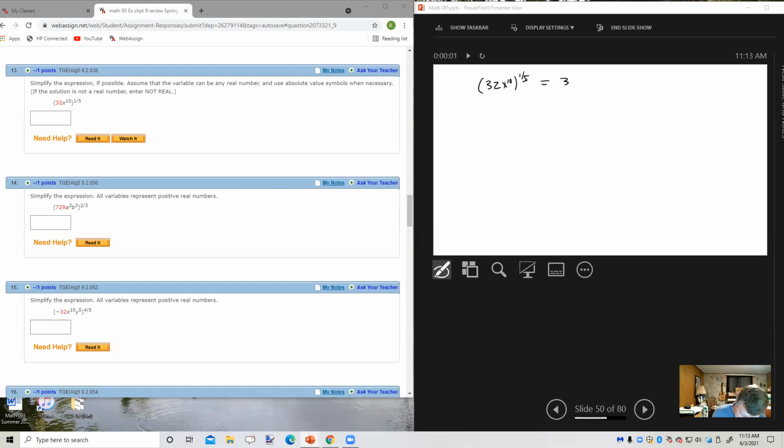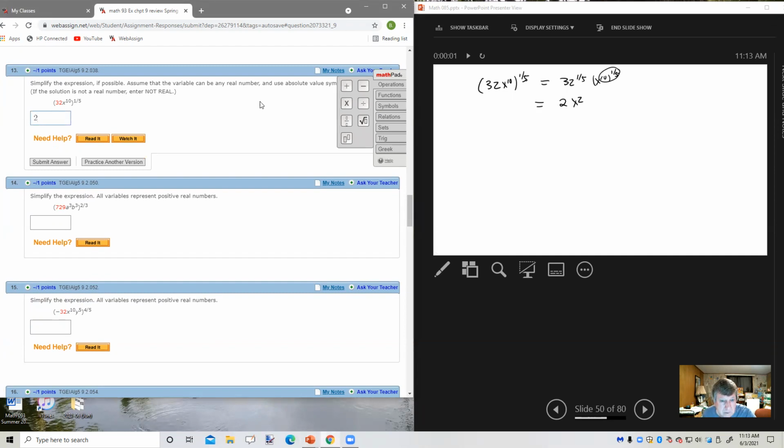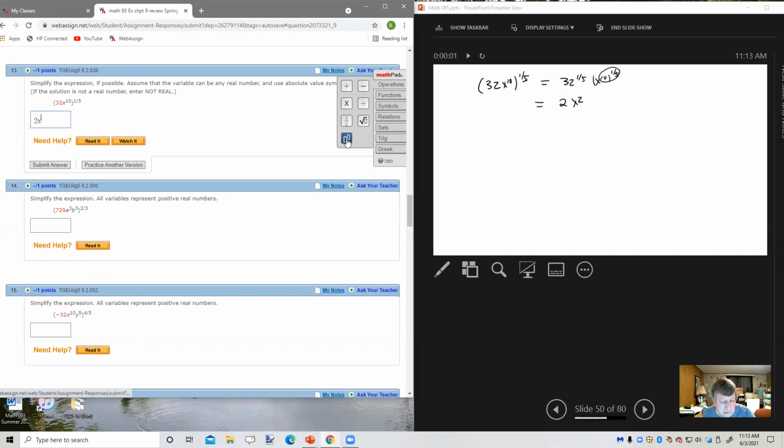So this is going to be 32 to the 1/5 power times x to the 10th to the 1/5 power. Well, the 5th root of 32 is 2. And x to the 10th to the 1/5, you'd multiply the powers. 10 times 1/5 is 2, so we get 2x squared.